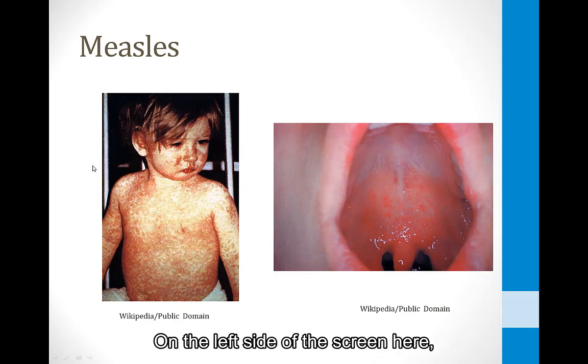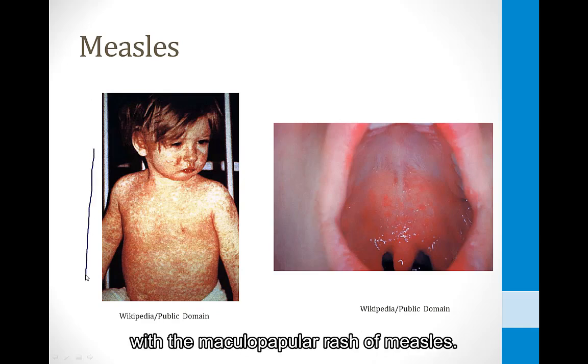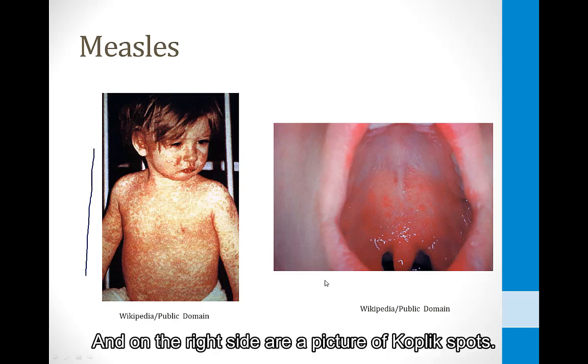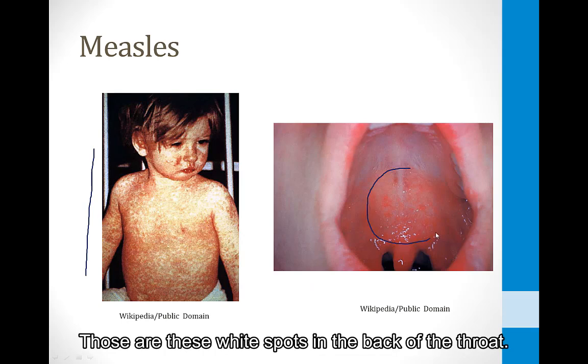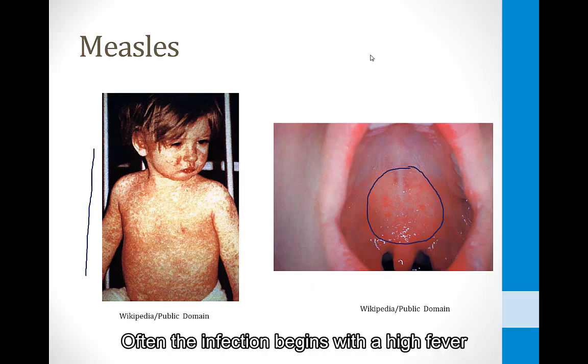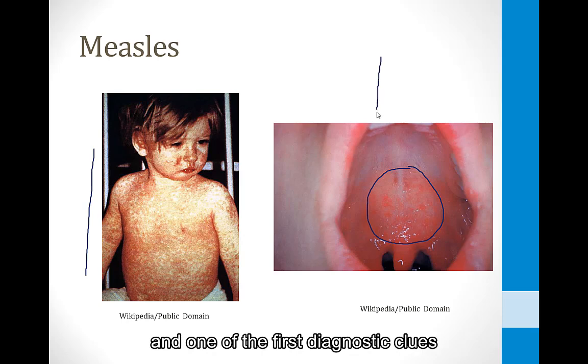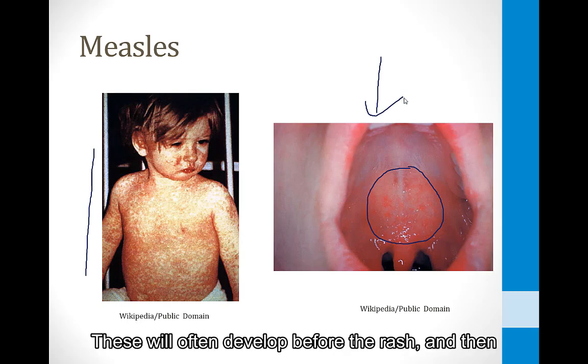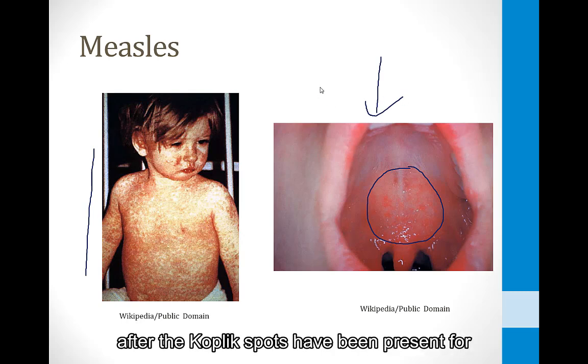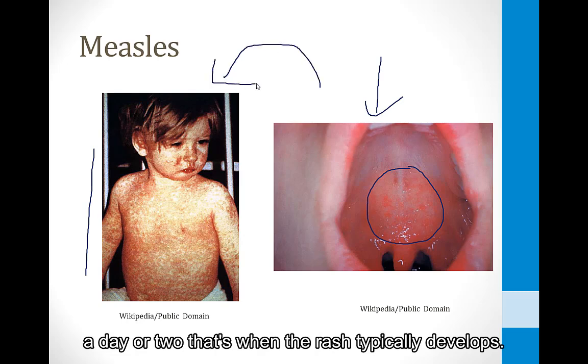On the left side of the screen here is a picture of a child with the maculopapular rash of measles, and on the right side is a picture of Koplik spots. Those are these white spots in the back of the throat. Often the infection begins with a high fever, and one of the first diagnostic clues is the presence of Koplik spots. These will often develop before the rash, and then after the Koplik spots have been present for a day or 2, that's when the rash typically develops.